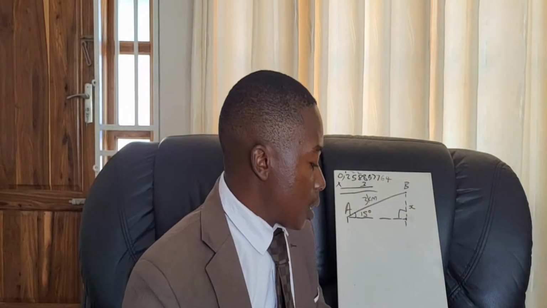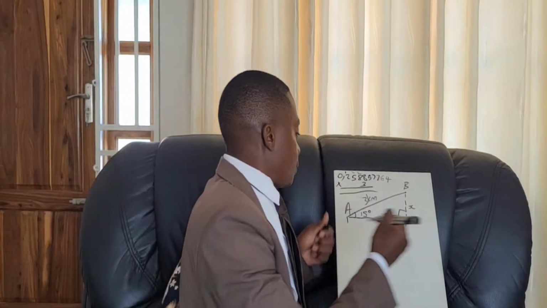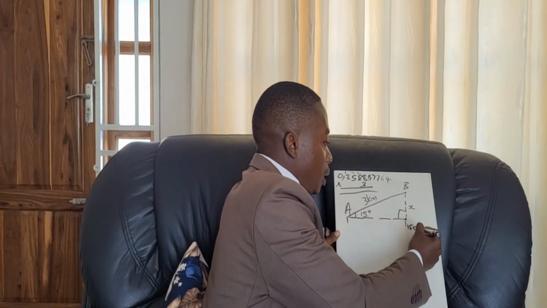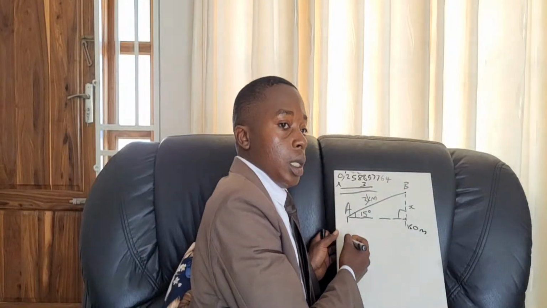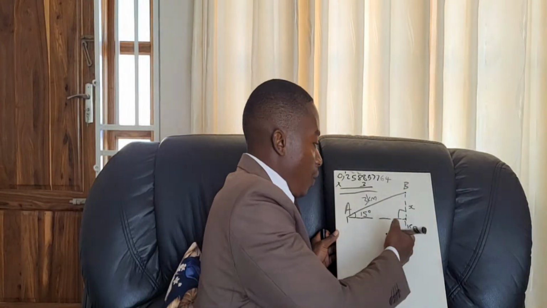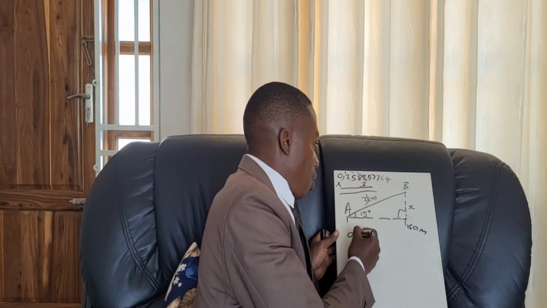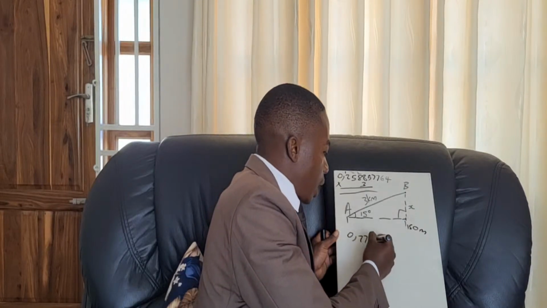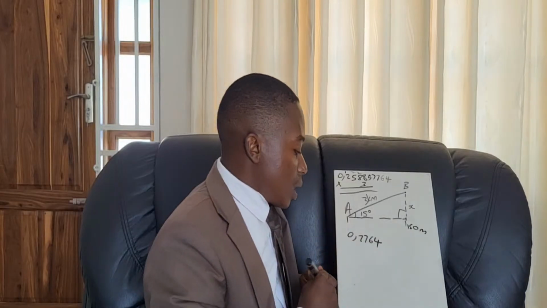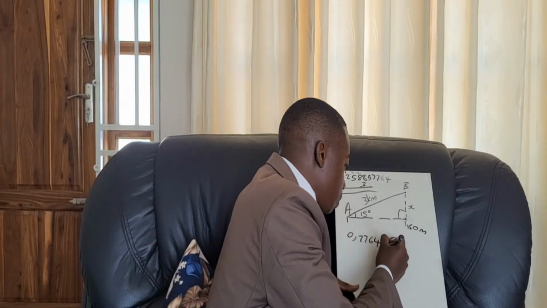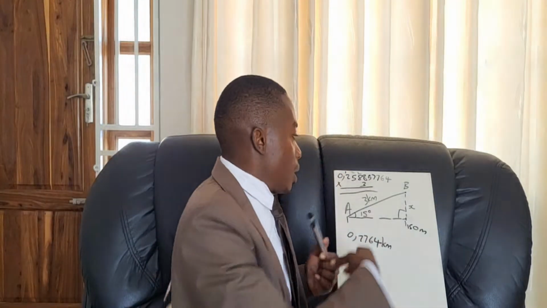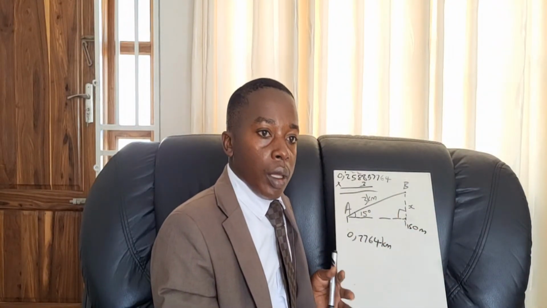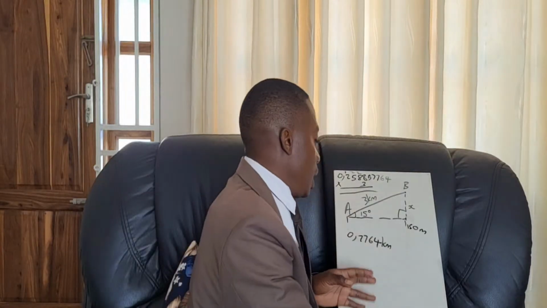But there's something that I want to clarify. The 150 that we have is in meters, isn't it? Right? And the 0.7764, this is kilometers, because the 3 that we're using is in kilometers. Are we together? So we cannot add it directly.